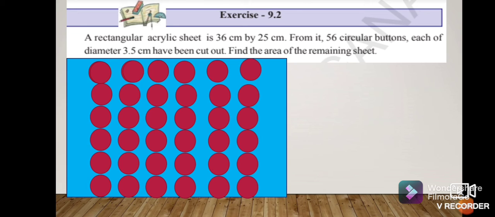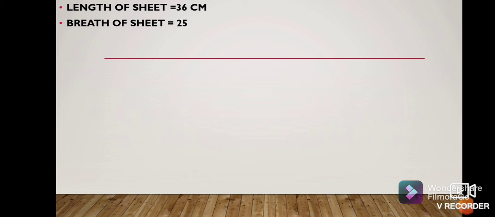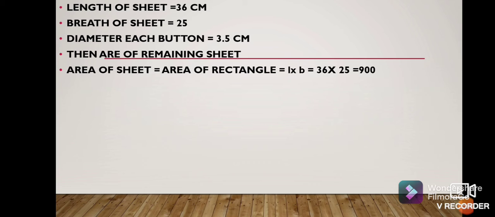Then subtract that 56 circular button areas from the area of the rectangle. Now let us see how it is. Length of the sheet is 36 centimeter, breadth of the sheet is 25. Diameter of button is given as 3.5 centimeter. Then the area of remaining sheet is simply area of sheet minus the area of buttons.